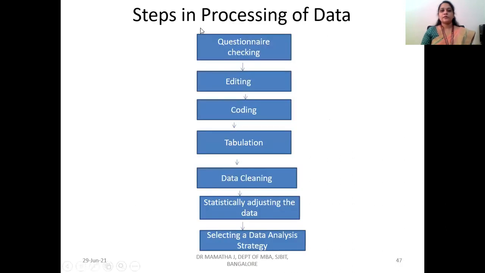So these are the steps in processing of data that we discussed. First, start with questionnaire checking, then prepare the raw data for editing. Once editing is done, coding can be done, then classification of data, tabulation, and then start using some statistical analysis techniques to analyze the data and to get the interpretation.